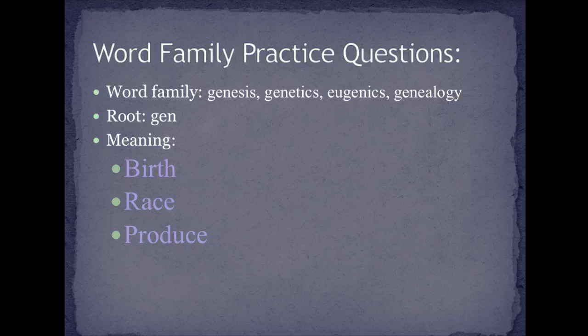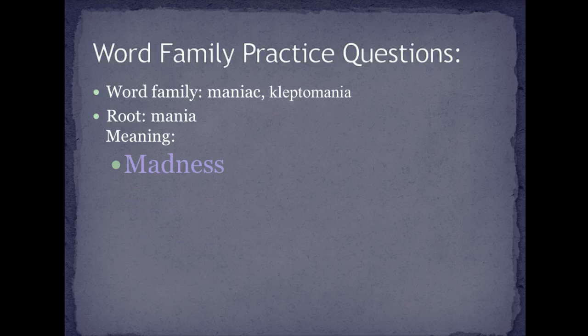Okay, another example: maniac, kleptomania. The word root that they have in common is mania. And if you knew that root word mania meant madness, you would know what the meaning of these two words is. Maniac is someone who is mad. Kleptomania is someone who steals things.